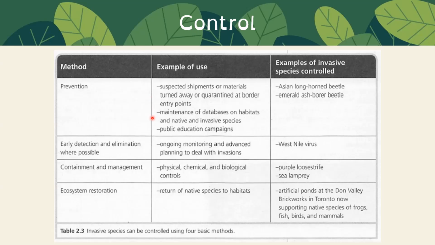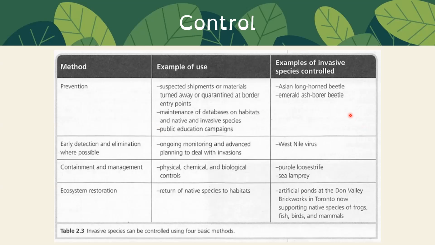We have the maintenance of the database on habitats and native and invasive species. So we have that information accessible and updated constantly. And then we have public education campaigns. So things like, if you go camping, seeing signs that say don't take your firewood from one camping spot to another, because it can have bugs that travel and then become invasive species. So that's one example of a public campaign that would be prevention.